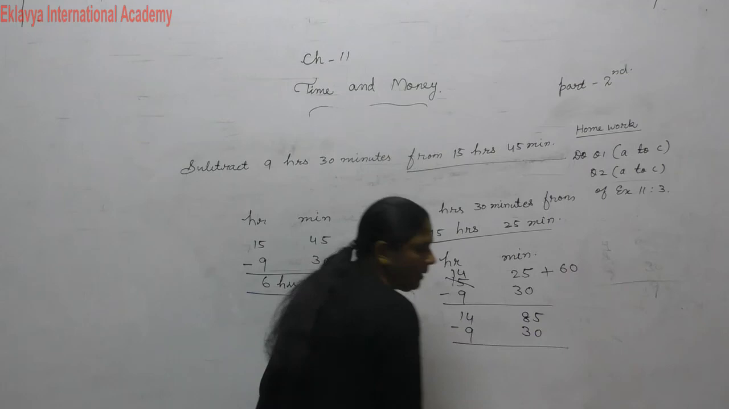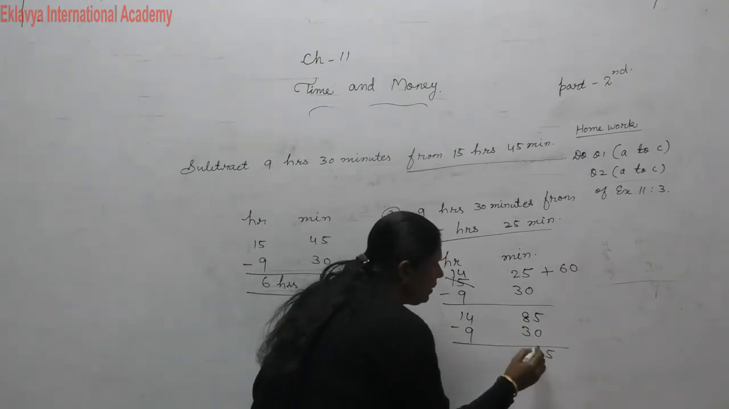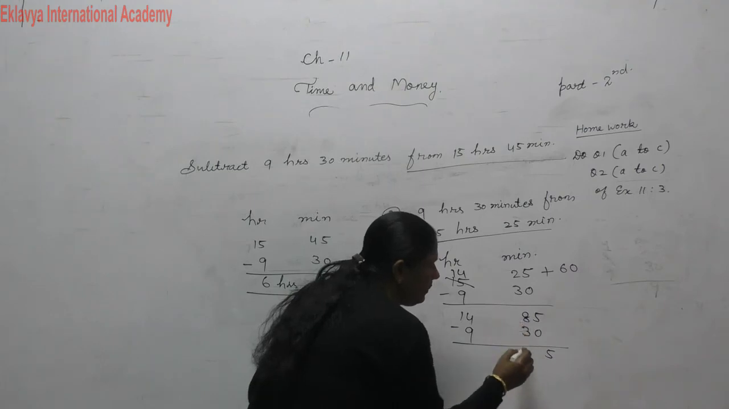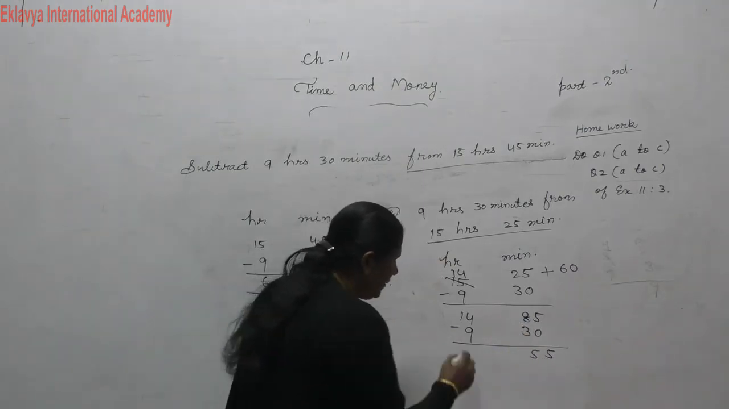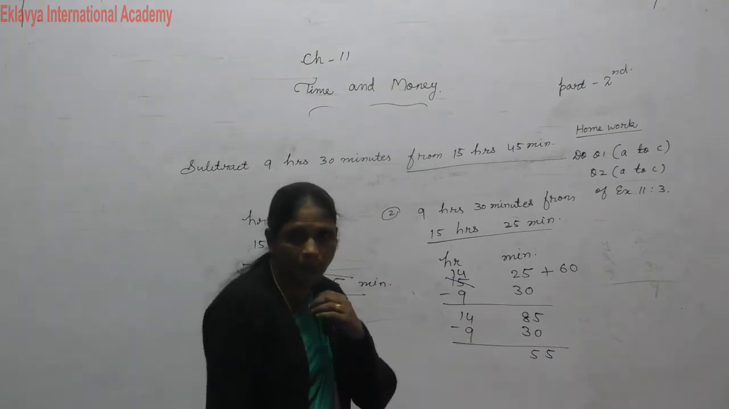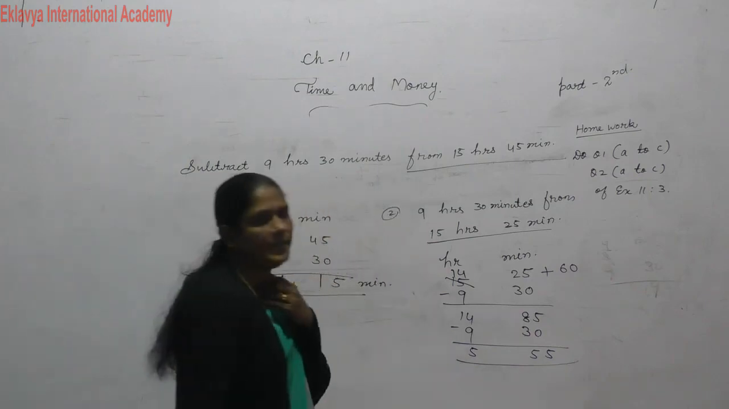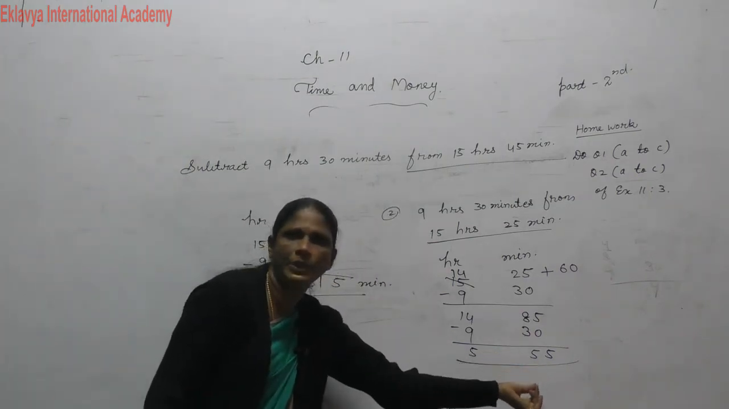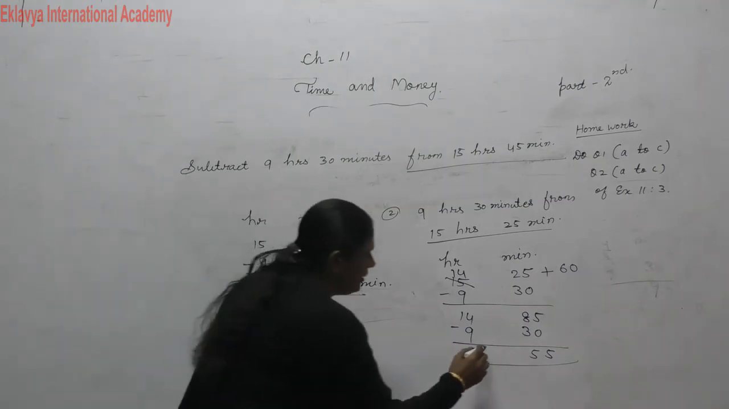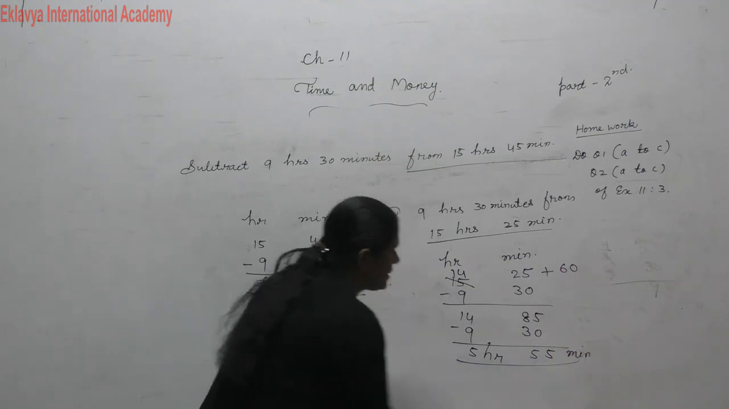Now you subtract. 0 take away from 5, this is possible, 5. Then 3 take away from 8, 5. Then 9 take away from 14, 5. Our answer is 5 hours 55 minutes. Understand? 5 hours 55 minutes.